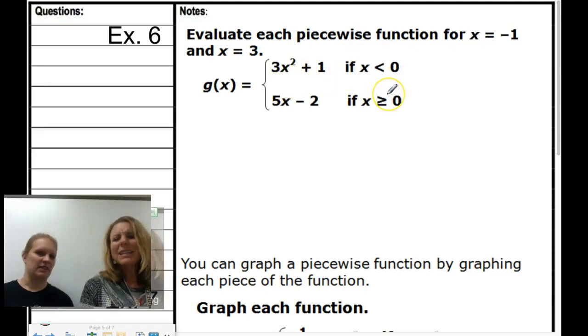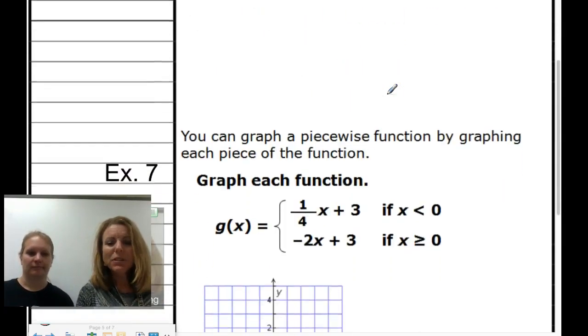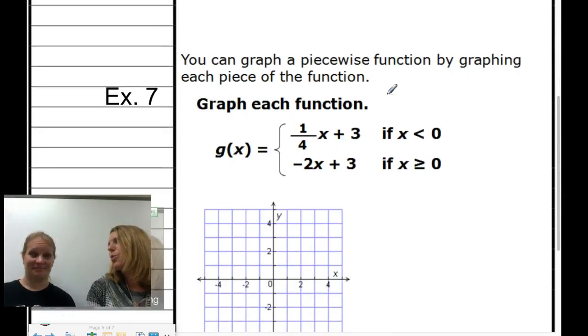Example number 6. Should we just plug it in like we did before? Yeah, let's hold off. Example 7. Ooh, look at this. Oh, we have to do this.